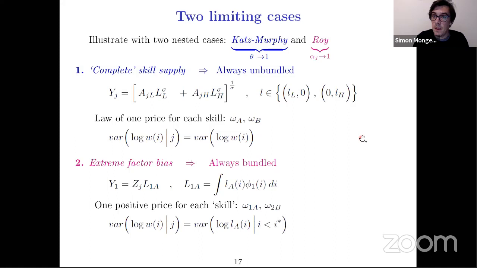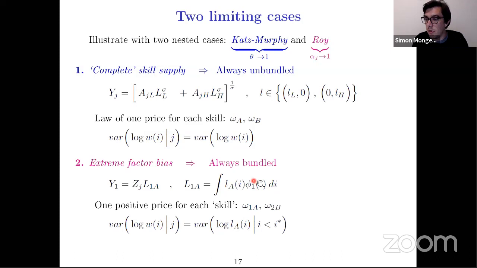The other extreme is a ROI model, which we can think of as extreme factor bias. So each occupation, as opposed to using two skills in the production of the occupation good, only uses one skill. Occupation one only uses skill A. And skill A is the aggregate of all of those skill A's of individuals in the occupation. Individuals are allocated either to one occupation or another.